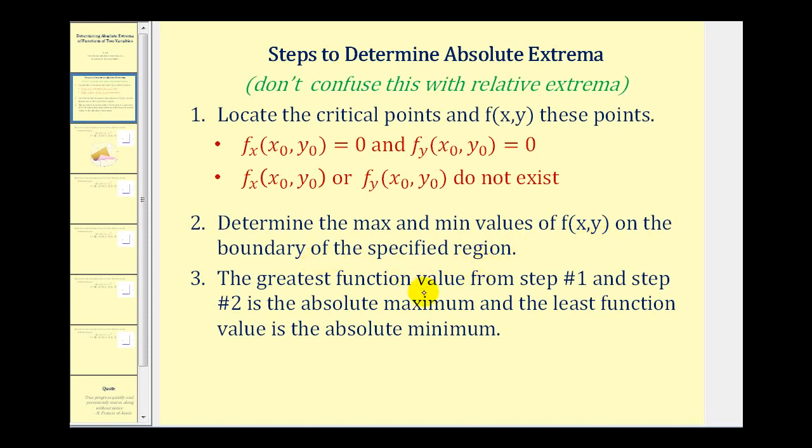Then the greatest value from step 1 and 2 will be the absolute maximum. Then the least function value will be the absolute minimum. Let's take a look at an example.